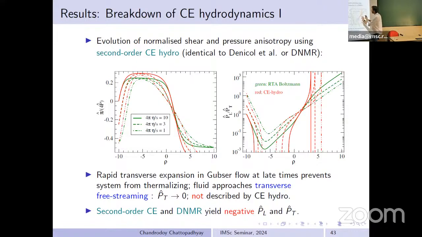So rho can be thought of as a time. So at late times, the system is rapidly expanding in the transverse direction and cannot thermalize. These green ones are results of kinetic theory, but the red ones are hydro predictions. And at late times, they are breaking down to the extent that effective longitudinal and/or transverse pressures can become negative. So this is one extreme out-of-equilibrium domain where we see the breakdown of hydrodynamics.